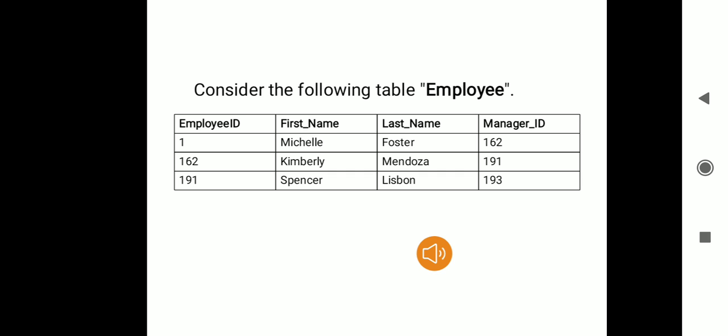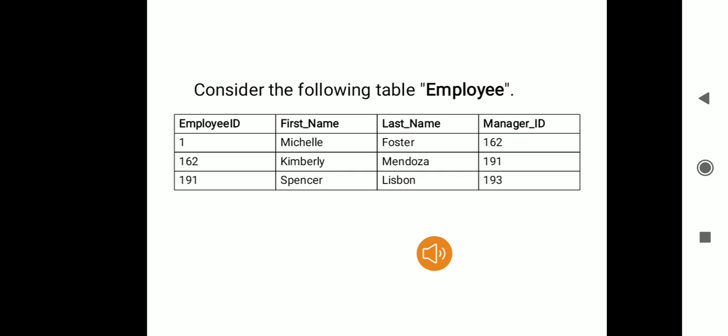Consider the following table employee having the columns employee ID, first name, last name and manager ID. Here employee ID is the primary key column of the table employee. As you can see, for employee ID 1, the corresponding manager ID is 162. This means that employee ID 1, who is Michelle Foster, has a manager whose ID is 162, who is also listed as an employee with ID 162, and he is Kimberly Mendoza.